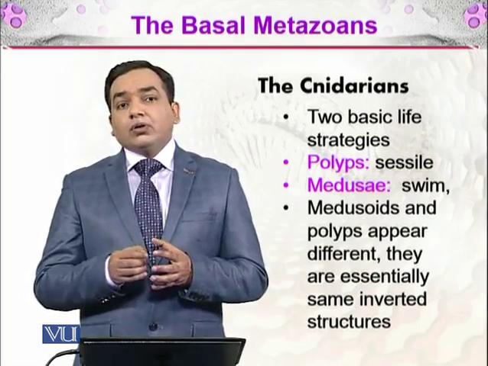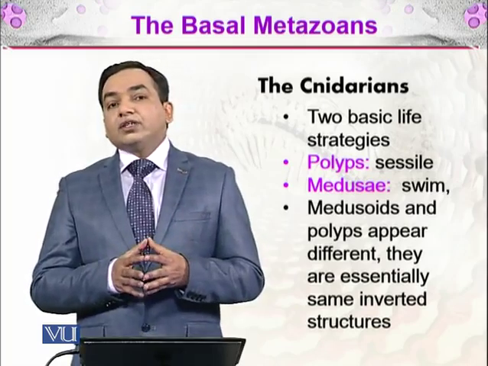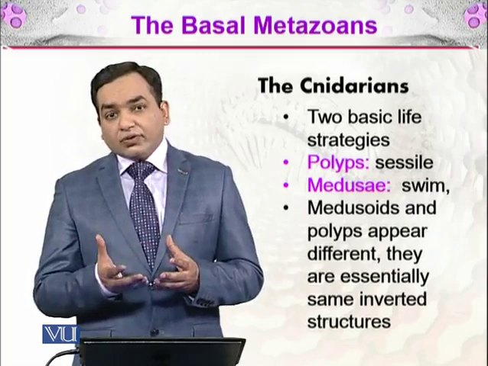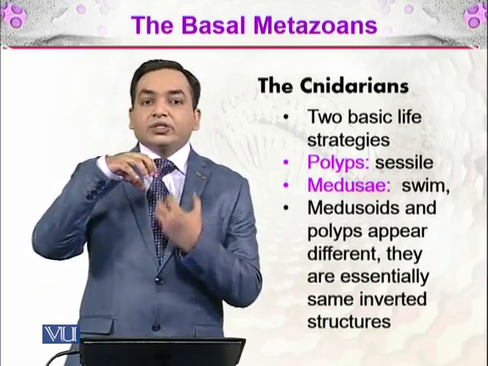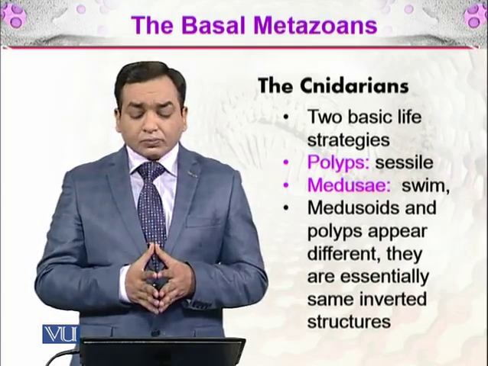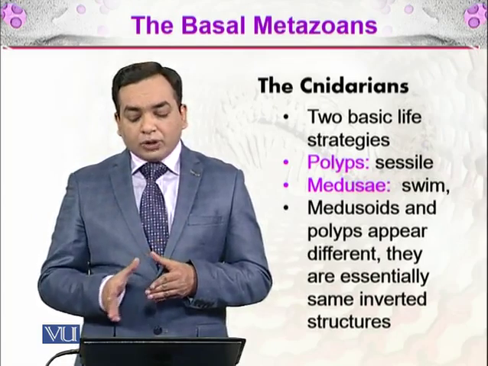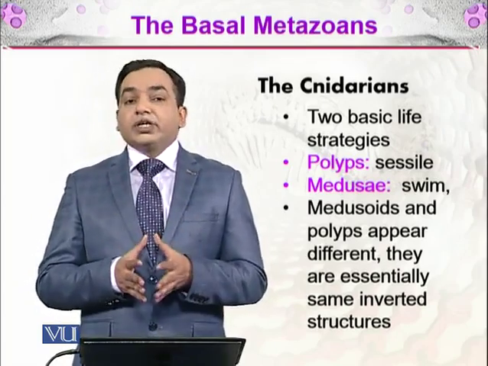An example of how a polyp looks is Hydra. And how does a Medusa look? That is the jellyfish. The jellyfish has this bell-like structure and the tentacles come out of it. That is the Medusa structure. So Medusoids and polyps appear different, but they are essentially the same inverted structures.